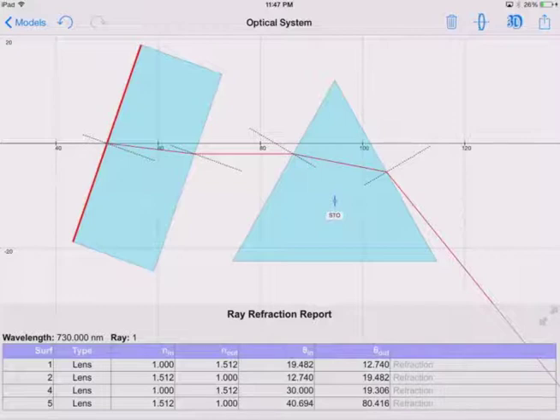And you can see those numbers for all of the different surfaces that the ray goes through, and you can verify that these correspond to the values that you would get by using Snell's law.